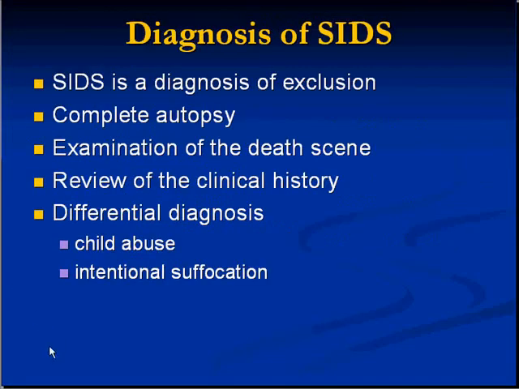Okay, so what's done in SIDS? Well, first of all, there's a complete autopsy. We said it's a diagnosis of exclusion. There's an examination of the death scene. There's usually a very careful police investigation. There's a review of the clinical history. There's a review of the risk factors. And of course, the big social differentiation rather than disease differentiation, although it's a social disease, is to make sure there was no child abuse.